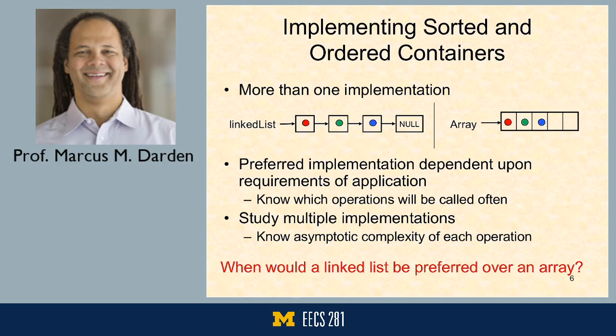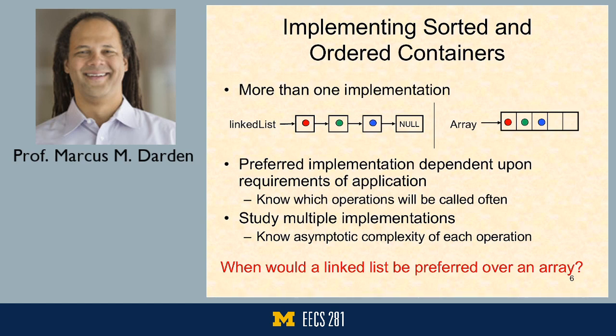We also have to study these multiple implementations so we can understand the asymptotic complexity of each one of the operations. So then as we look at the operations we're going to use repeatedly, we'll know which ones are good. So this is how you make a decision of what you're going to do to implement a particular container. When would a linked list be preferable over an array? There is a time for it. As I mentioned, all of these containers are around because they have some use. So there is a time for a linked list, but in order to use a linked list, you have to defend your need for it.